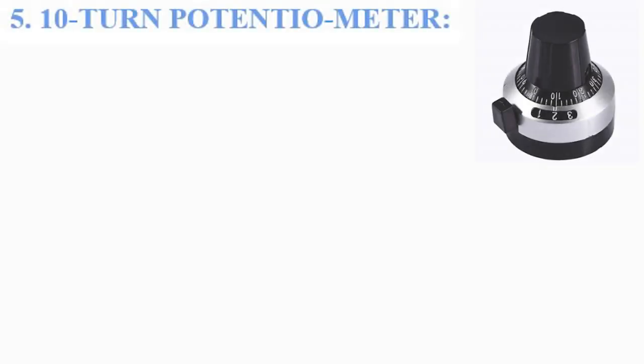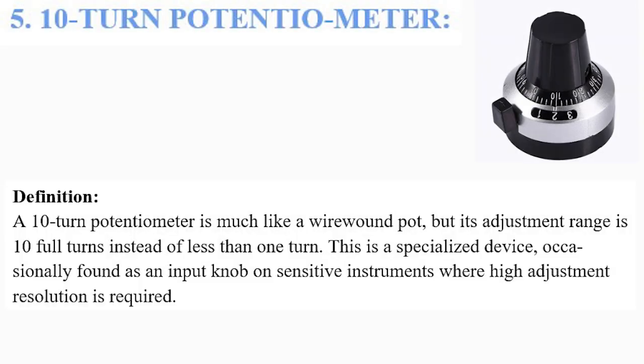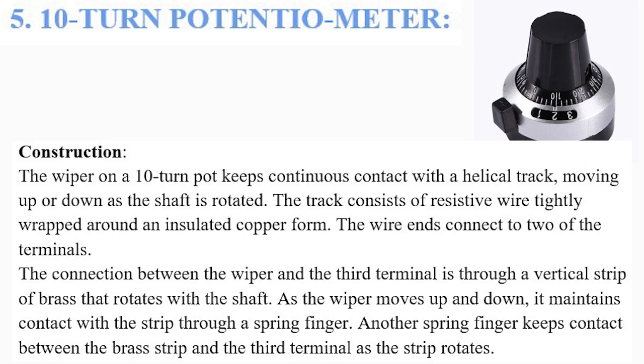Fifth, we have the 10-turn potentiometer. A 10-turn potentiometer is much like a wire wound pot, but its adjustment range is 10 full turns instead of less than 1 turn. This is a specialized device occasionally found as an input knob on sensitive instruments where high adjustment resolution is required.